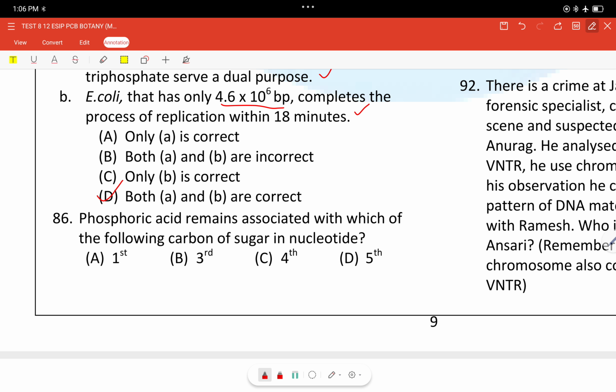Phosphoric acid remains associated with which of the following carbons of sugar in a nucleotide? So the answer is 5th. If we consider pentose sugar, the first carbon is for the nitrogenous base and the 5th carbon is for the phosphate group.